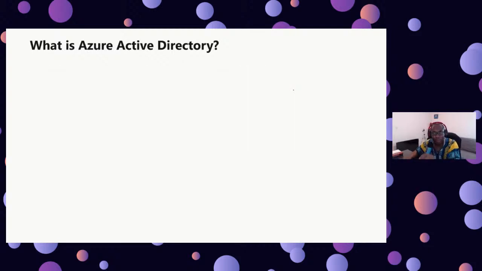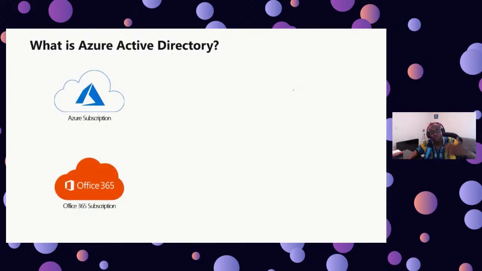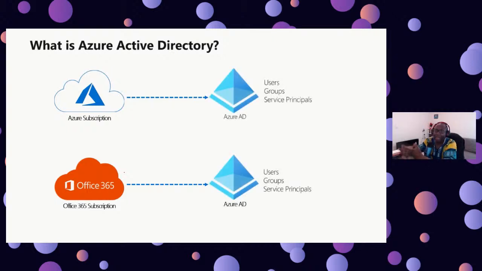If you go to sign up for a Microsoft Cloud service today, you can go on Google and search for free Azure subscription, or Azure subscription free trial, or Office 365 free trial. If you go to sign up for any Microsoft Cloud service today, like Azure or Office 365, in the background, it's going to create an Azure Active Directory tenant for you.